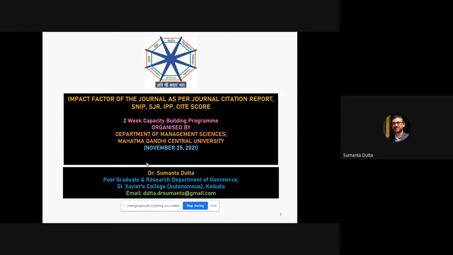I will try to show some of the portion, not all of it. It is very difficult and takes too much time. I will try to show you all the major points given to me by Mahatma Gandhi Central University on JCR, SNIP, SJR, IPP, and Cite score, in my own way, in the most lucid way, so that everyone can understand it and utilize it to portray yourself as a vibrant researcher in the arena of the academic field.